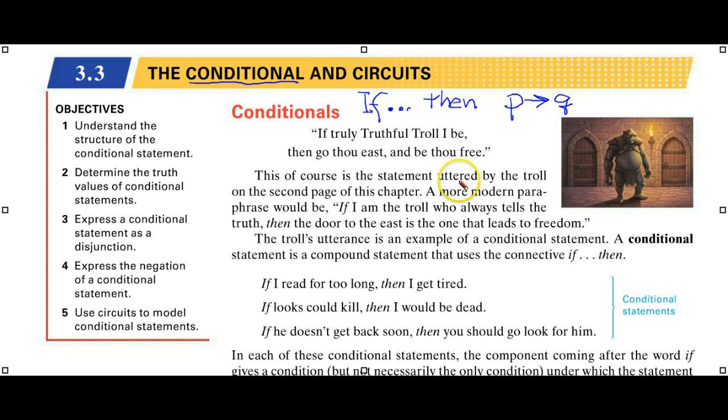So let's look through this, and they have some of these down below. If I read too long, then I get tired. If looks could kill, then I would be dead. If he doesn't get back soon, then you should go look for him. So these are all what we call conditional statements. Often, in short, as we mentioned before, an if-then statement.